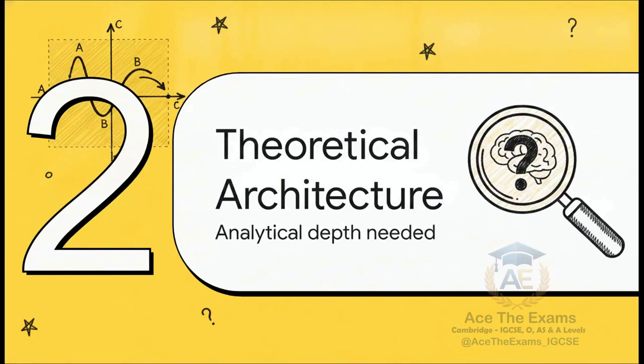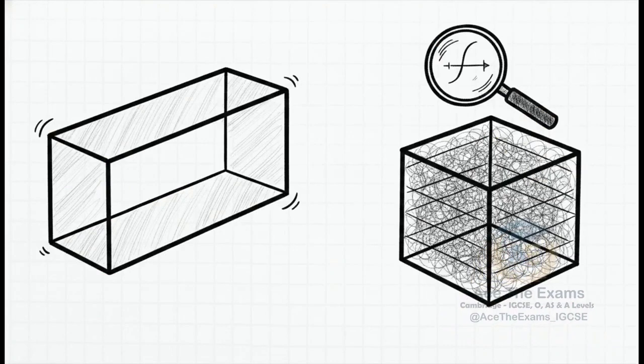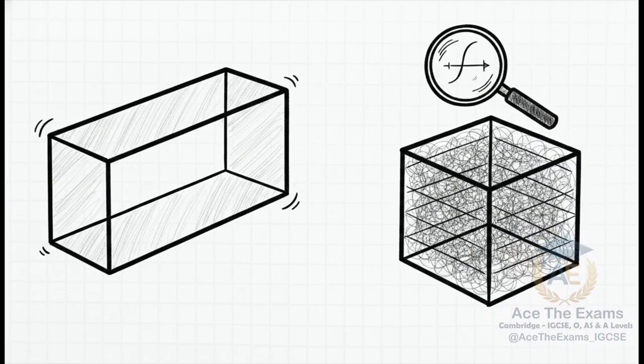Moving right along to Section 2, the theoretical architecture. Okay, so here's the thing. Examiners are actively looking to see that you understand the why behind the math. Why does the sign change indicate a root? Well, it's specifically because for a continuous function, if the curve is below the x-axis at point A and it's above the x-axis at point B, it absolutely mathematically must have crossed the axis in between those 2 points.